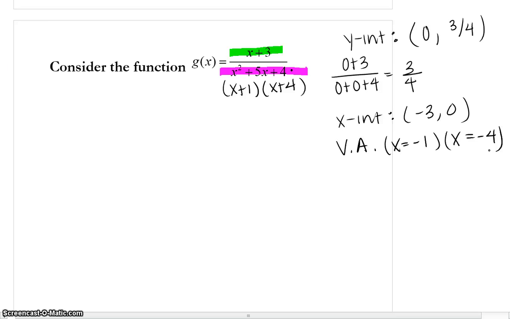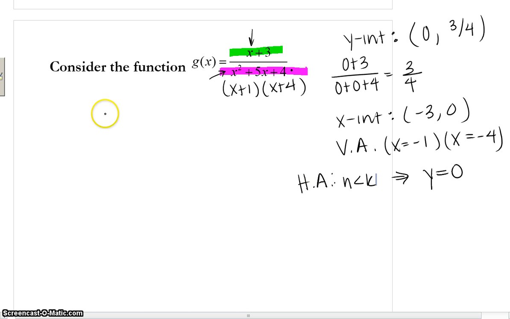So now we want to take a look at our horizontal asymptote. So remember that we're looking at our degrees. Our degree here is 1 and our degree here is 2, which means that my n is less than my k, which tells me that my horizontal asymptote is at y is equal to 0. So this is my horizontal asymptote.